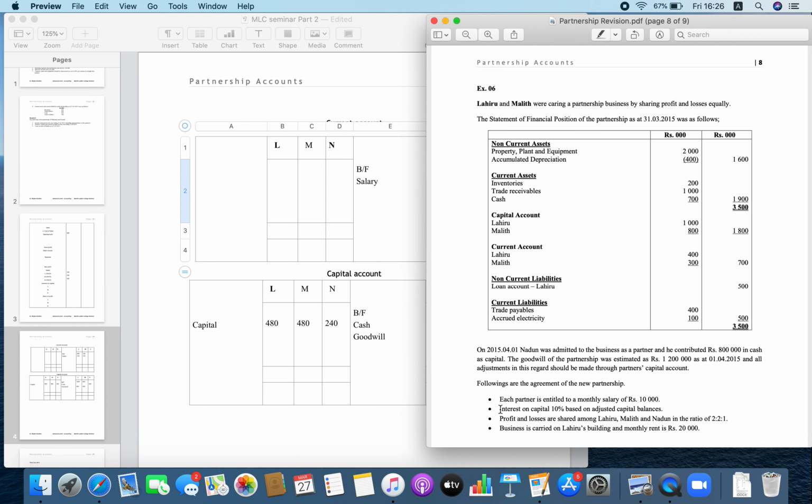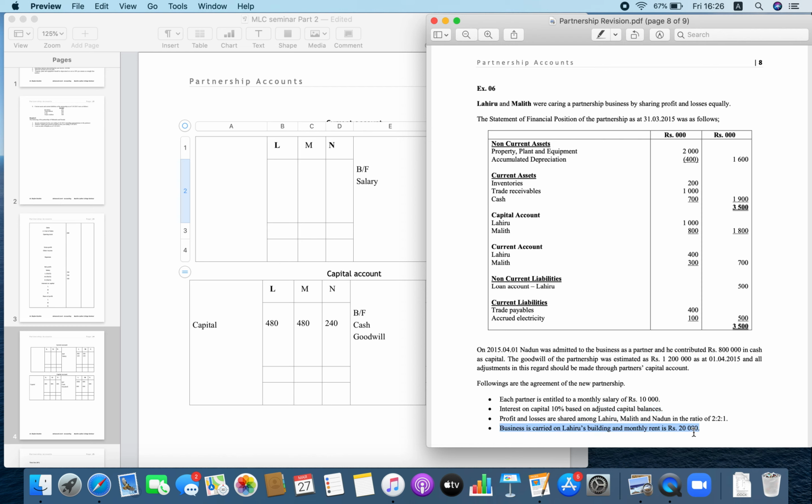Right, interest on capital based on adjusted capital balance. Now guys, in the last video I gave a note saying that adjusted capital balances means they are asking you to see 10% on the capital account carried down. So remember, this you can't do it now. Wait until the end of the question, close the capital account, and on the carried down you have to see the interest same as the last question or the last video what you looked at. Right, profit and losses are shared among 2:1. That is not a problem at all.